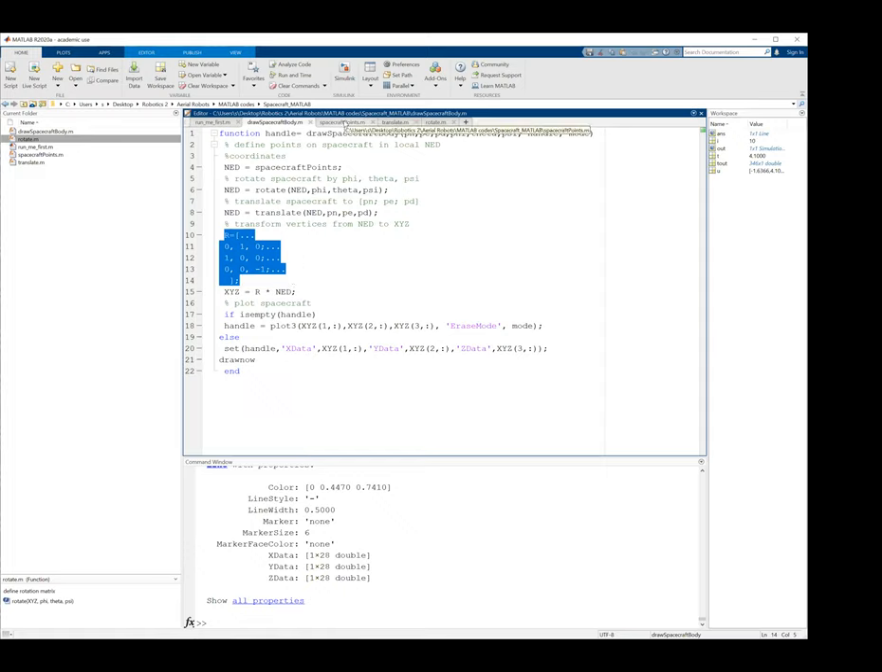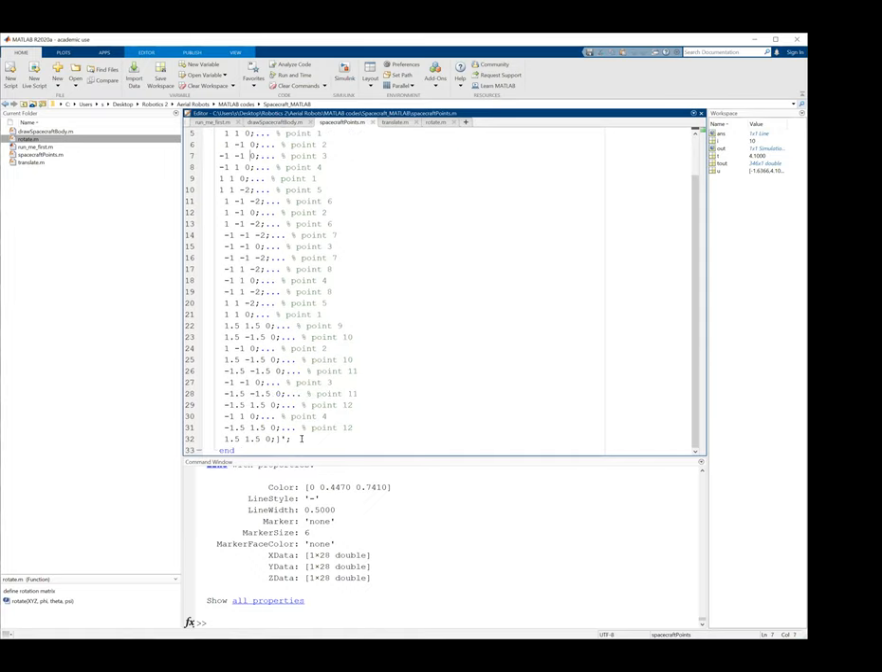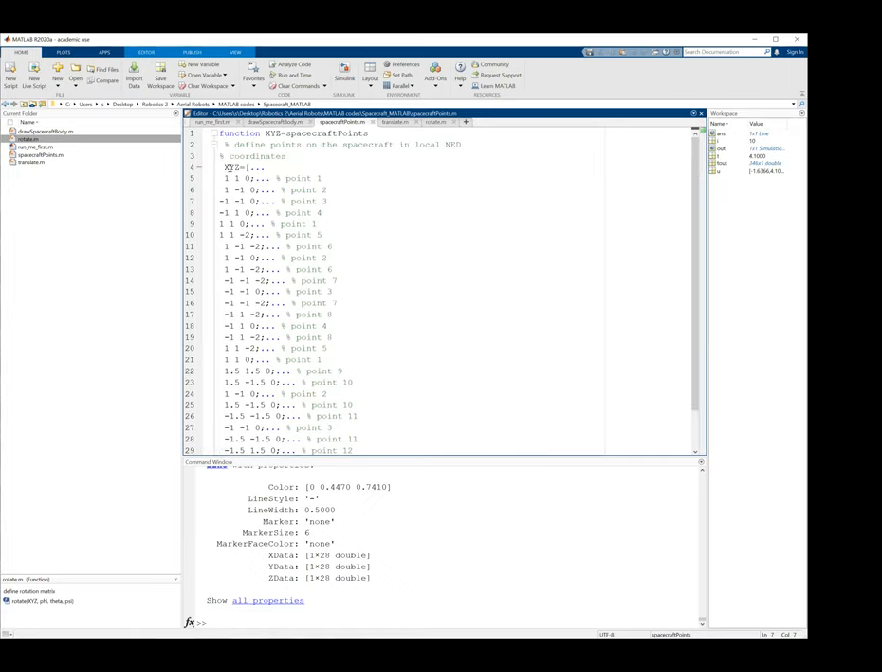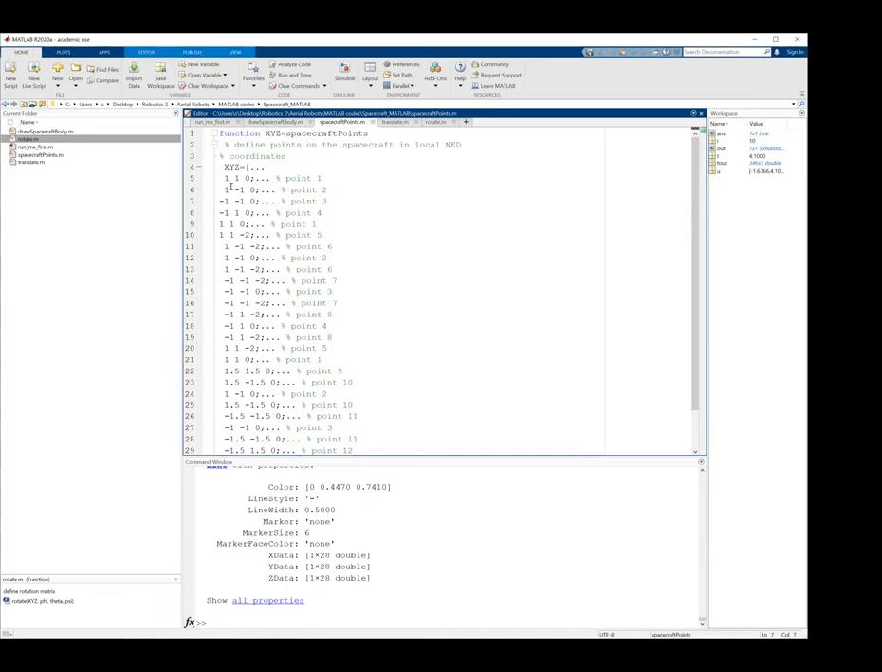Next thing is the spacecraft points. Here are the spacecraft points. They come directly from the textbook. The way the spacecraft is drawn is you have point number one: the X location, Y location, Z location of point one. You have point two, with its X, Y, Z locations. This spacecraft is defined with 13 points, so I created this huge array of numbers. It's actually a matrix that gives me the location of each and every point on the spacecraft.